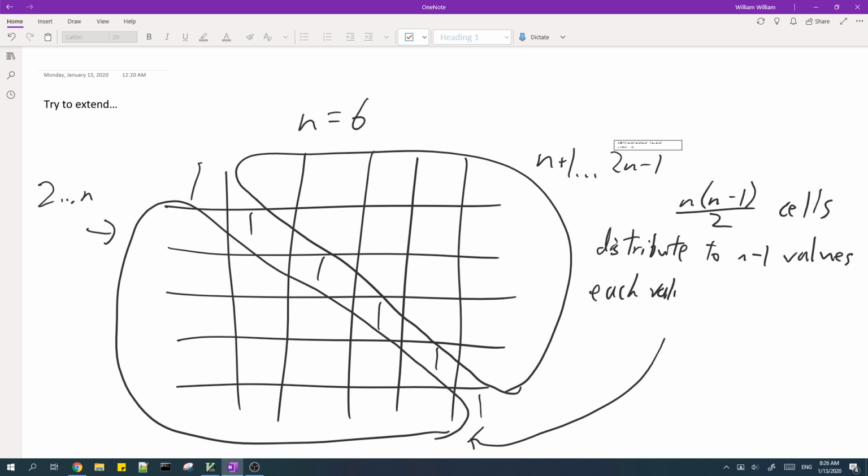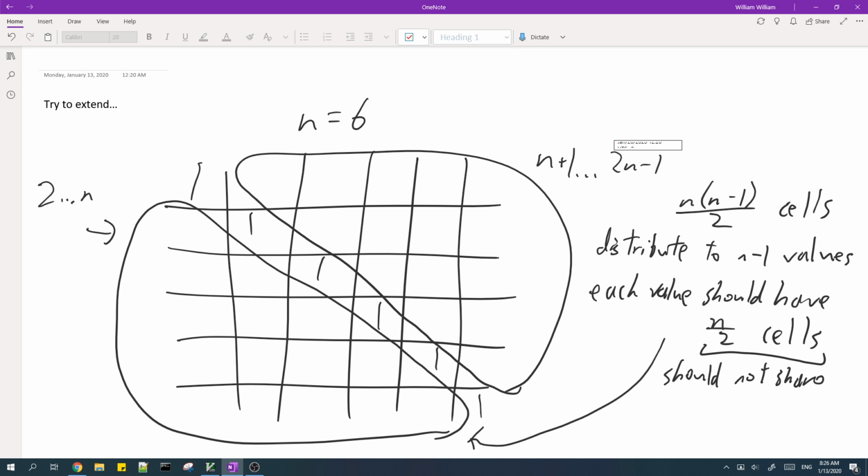Each value should have n divided by 2 cells. And each of those n divided by 2 cells for each value should not share rows or columns.